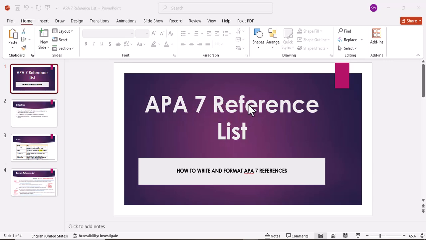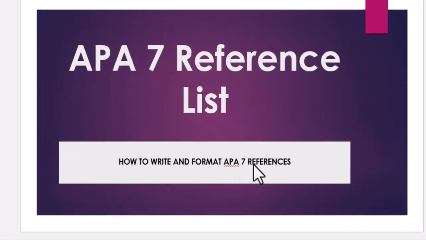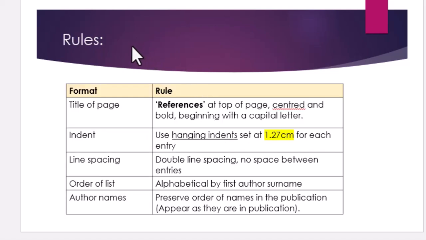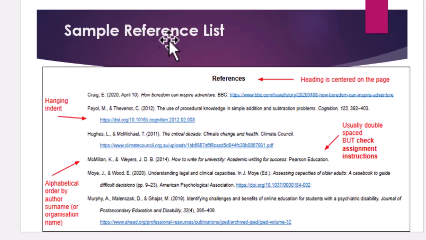So today we shall be looking at the APA7 reference list. We shall be looking at how to write and format APA7 references, or the reference list. We shall be looking at different guidelines on how to write and format the reference list in APA7. We shall also be looking at the different rules that guide the writing and formatting of the reference list in APA7, and then we shall look at a sample of a reference list.